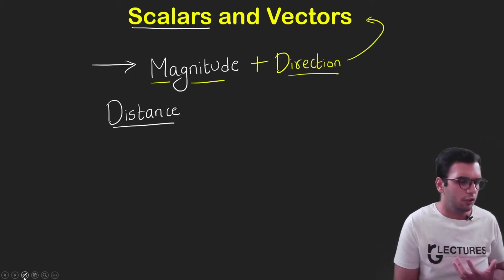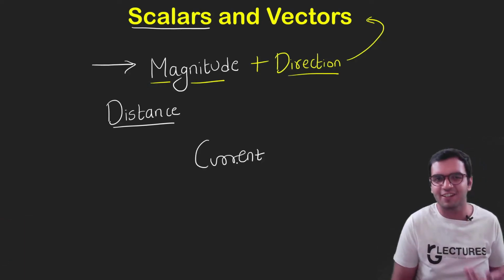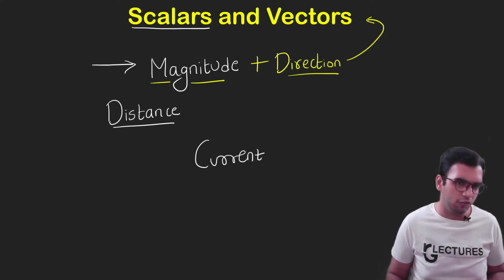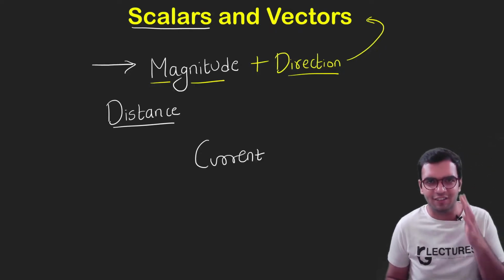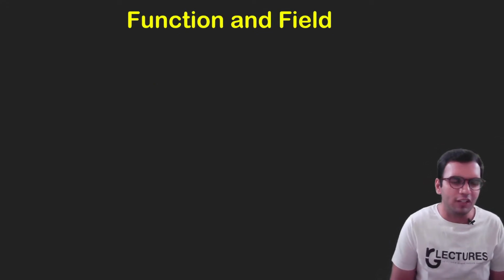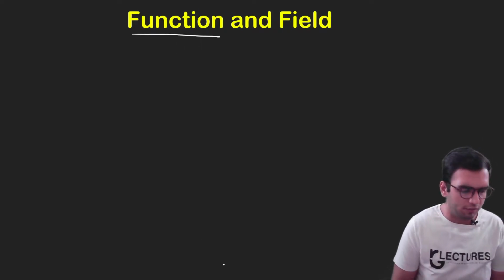So my question is, what is current? Okay, what is current? Is current a scalar or is it a vector? Does current have magnitude? Yes. Does current have direction? Yes. So what is current? Is it a scalar or a vector? Think on it. Okay, so what is function and field?